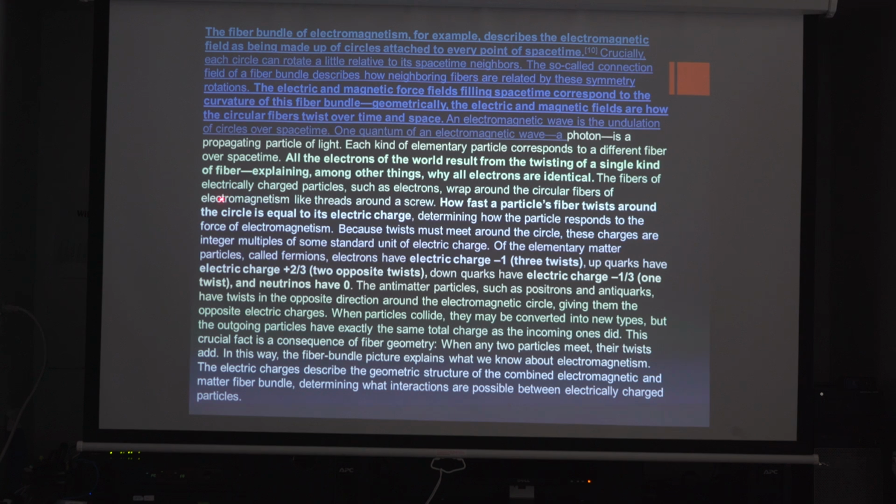The fibers of electrically charged particles, such as the electron, wrap around the circular fibers of electromagnetism like a thread around a screw. How fast the particle's fiber twists around the circle is equal to its electric charge, determining how the particle corresponds to the force of electromagnetism. Because twists must meet around the circle, these charges are integer multiples of some standard unit of electric charge. Oh, okay.